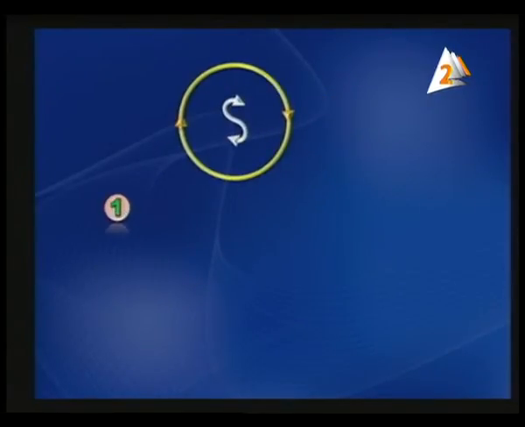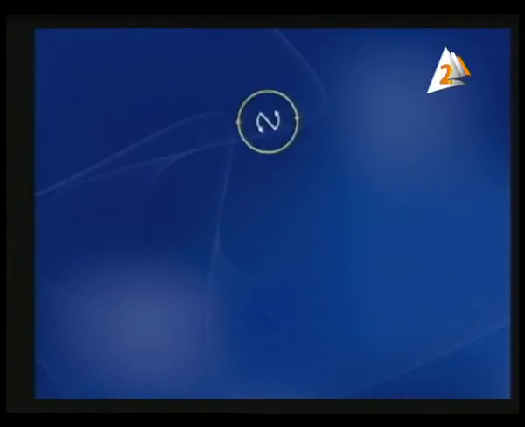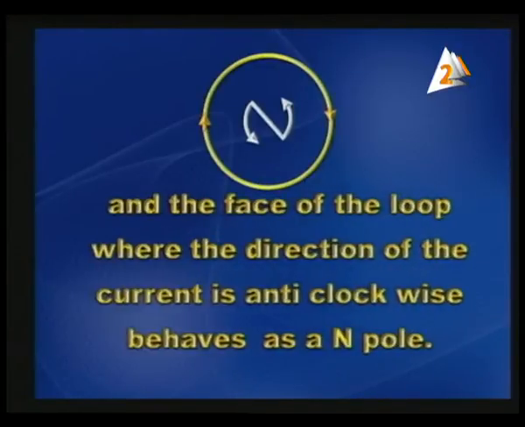In front of you, the face of the loop where the direction of the current is clockwise behaves as a south pole, S pole. And the face of the loop where the direction of the current is anti-clockwise, counterclockwise, behaves as a north pole.